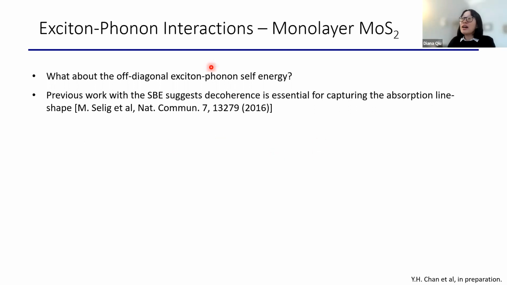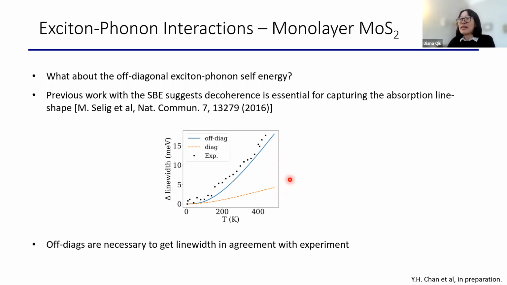but it still might be significant. There's previous work on the semiconductor Bloch equations, which suggests that in addition to the diagonal self-energy, if you want to look at line widths, you also need to consider some sort of decoherence, which comes from the off-diagonal terms of the self-energy in order to really get an accurate picture of the line widths in the absorption spectrum. Following this work, we calculated the line width using both the full self-energy and then compared that against the line width calculated simply with the diagonal part of the exciton-phonon self-energy.